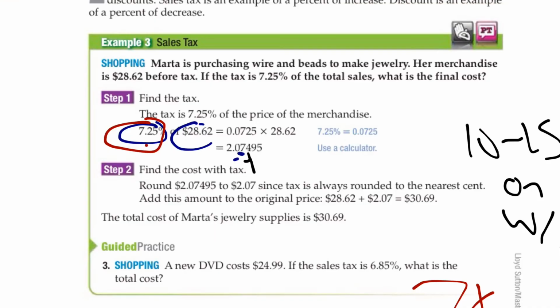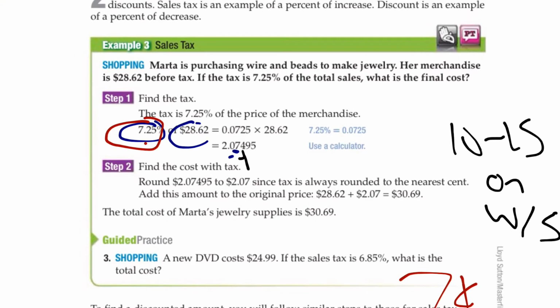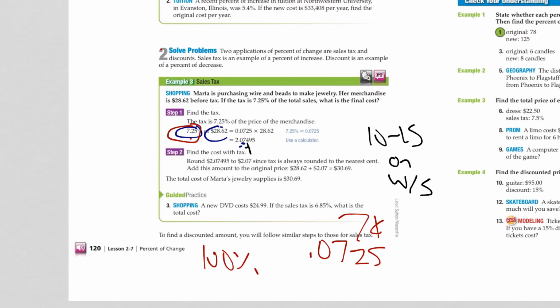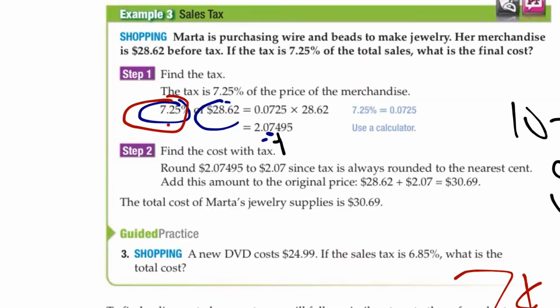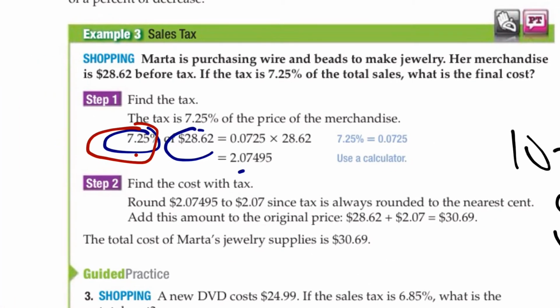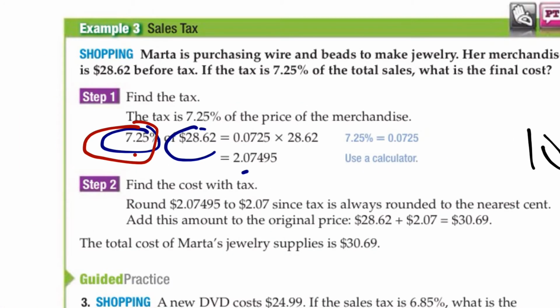My iPad's lagging, guys. If it's looking all weird, don't worry about it too much. I don't know what is going on. I don't know why my iPad's being really weird.